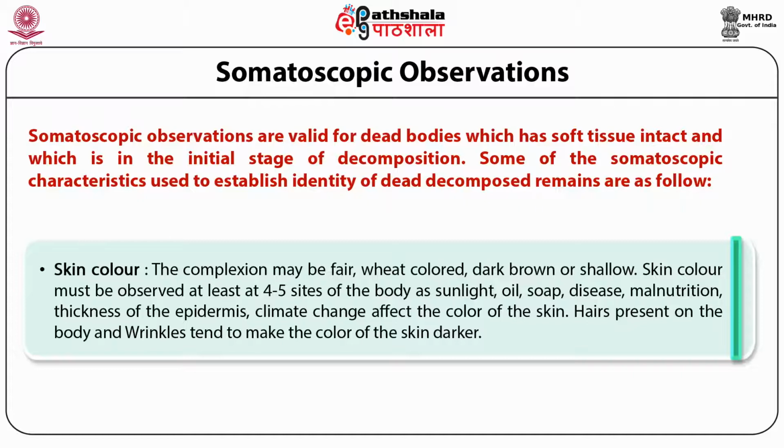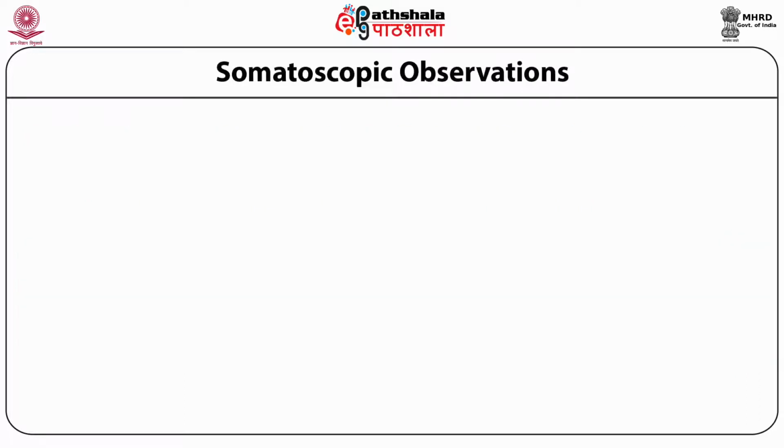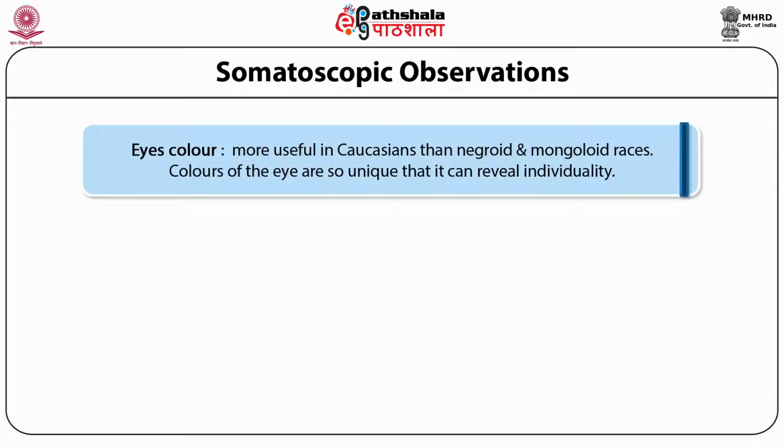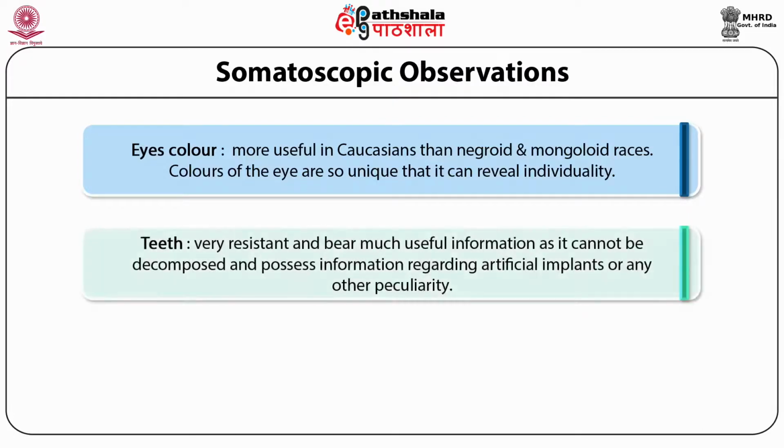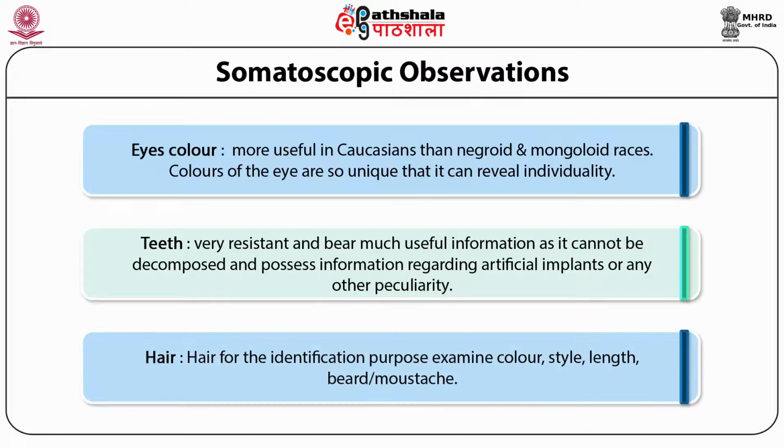Hairs present on the body and wrinkles tend to make the color of the skin darker. Eye color is the usual parameter in Caucasoid, then Negroid and Mongoloid races. Colors of the eye are so unique that they can reveal individuality. Teeth are very resistant and bear much useful information as they cannot be decomposed and possess information regarding artificial implants or any other peculiarity. For hair, for the identification purpose, examine color, style, length, beard, and mustache.